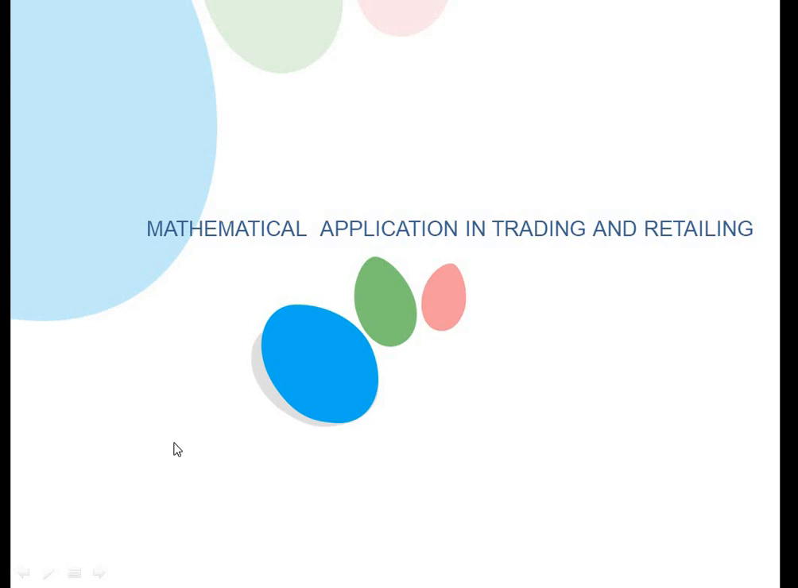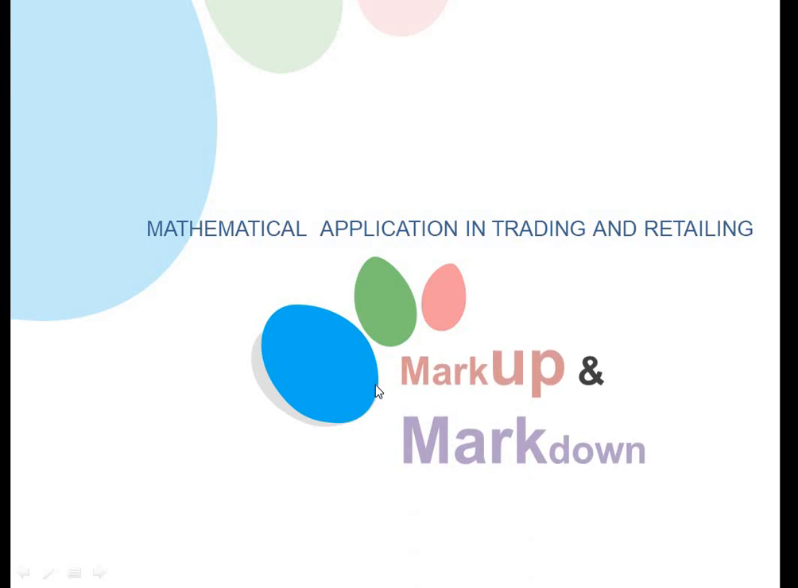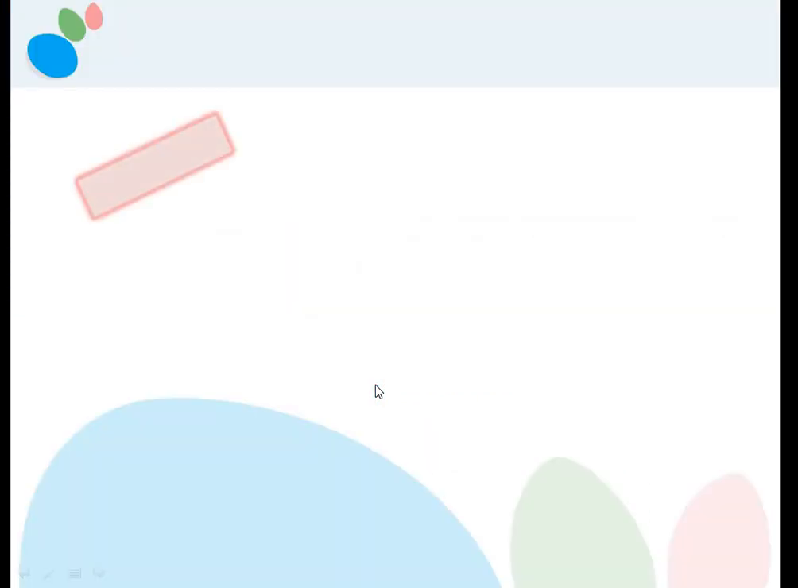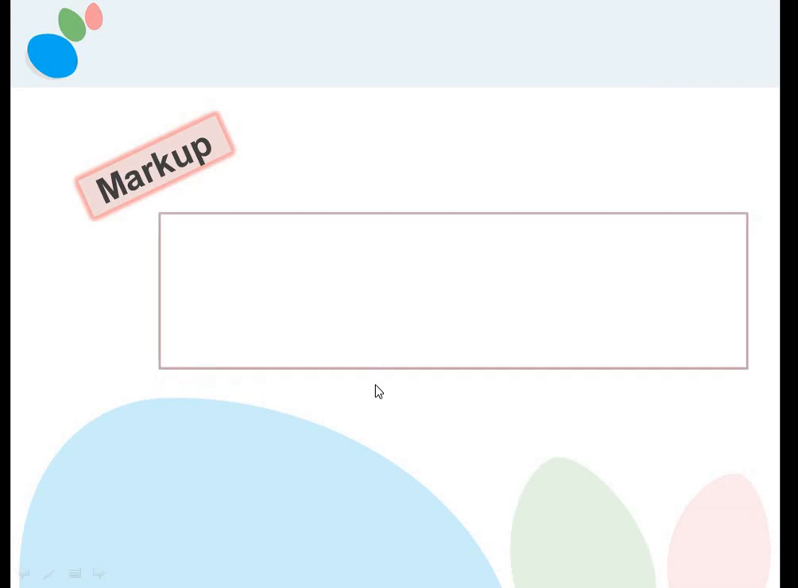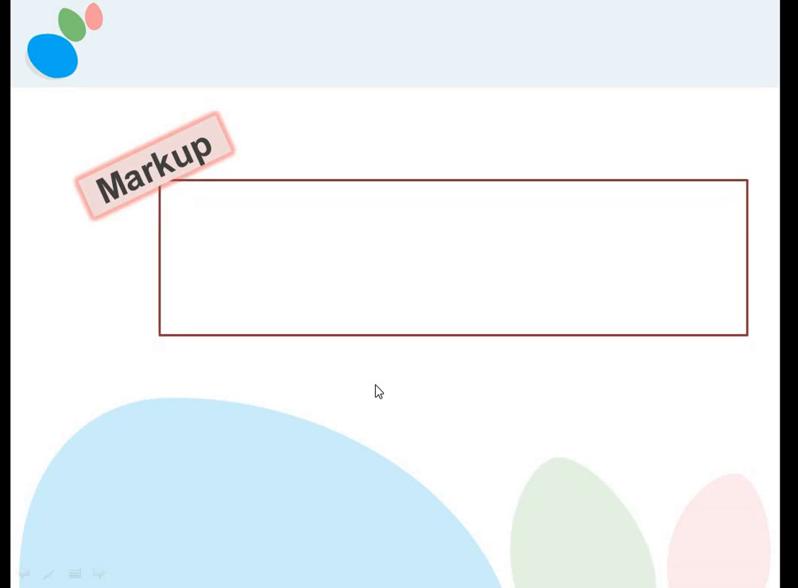Mathematical application in trading and retailing. The topic is markup and markdown. Okay, as for the introduction, let's first understand the concept of markup.